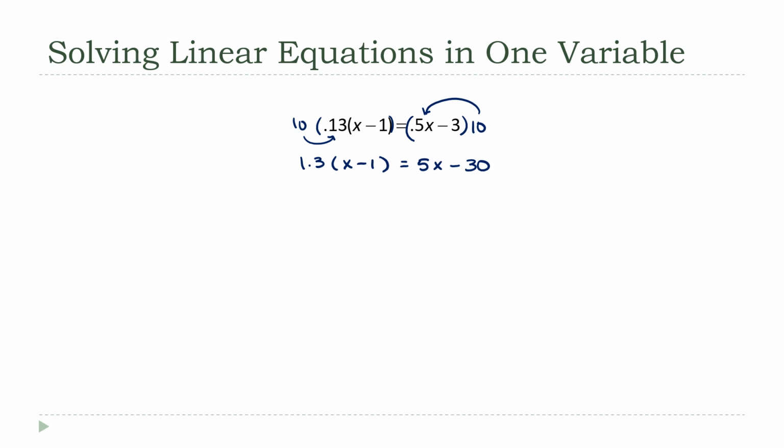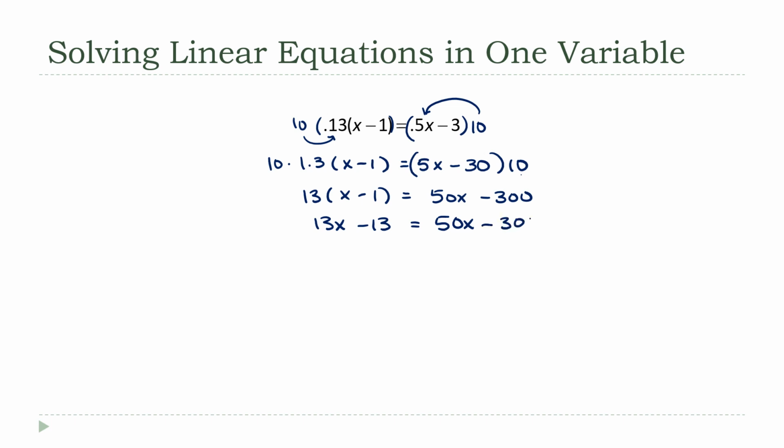But remember, just like when we talked about fractions, when we eliminated one fraction and still had a second one, that was okay. Just do it again. So let's multiply both sides by 10 again. 10 times 1.3, that's 13, times x minus 1 equals, let's distribute that 10, 50x minus 300. Now the decimals have all gone away, which is what we needed to happen. Let's finish solving this real quick. This is 13x minus 13 equals 50x minus 300.